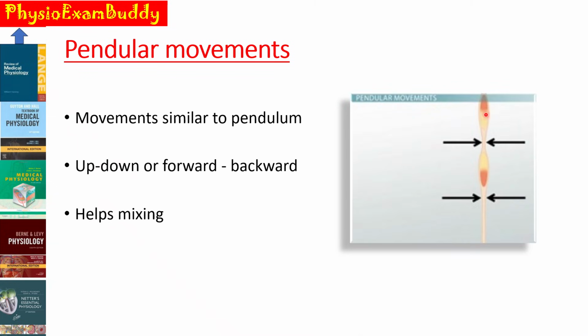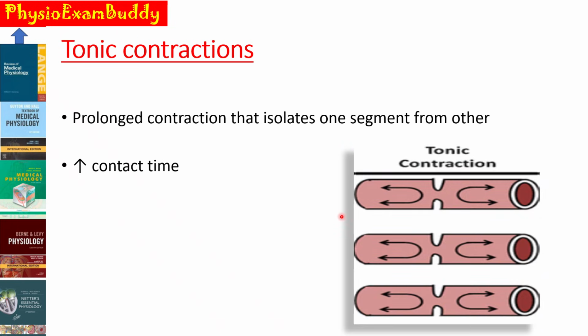Next movement is the pendular type of movement, which is similar to a pendulum. It includes up and down or forward and backward movements, which also help in the mixing of the food. The next movement coming under mixing is the tonic contractions, which are prolonged contractions that isolate one segment of the intestine from the other segment, which helps in increasing the contact time.